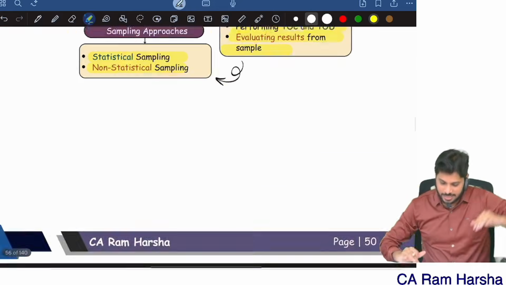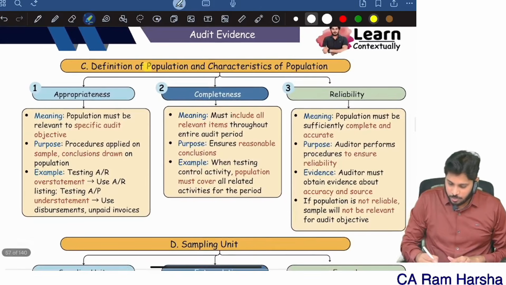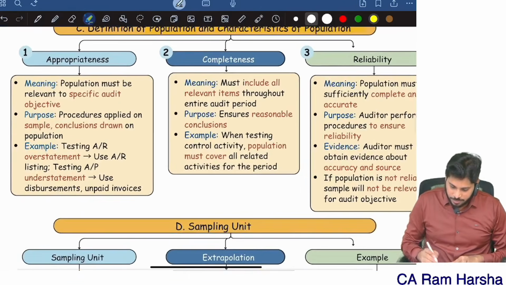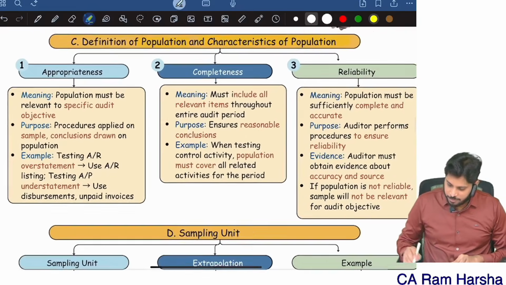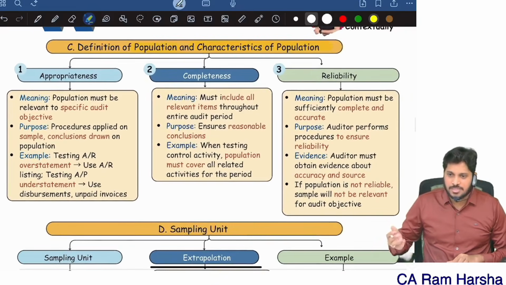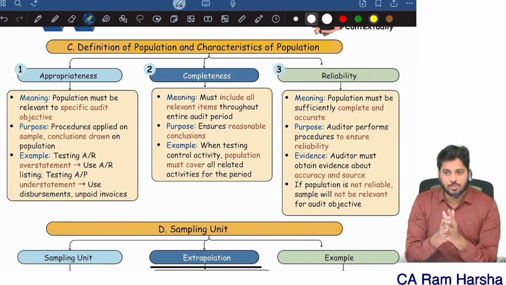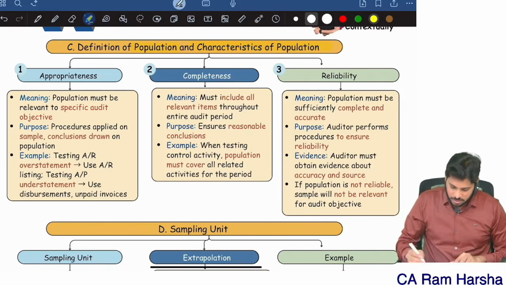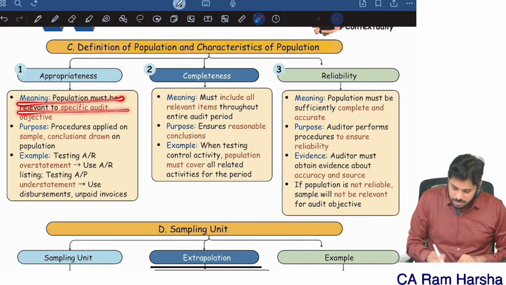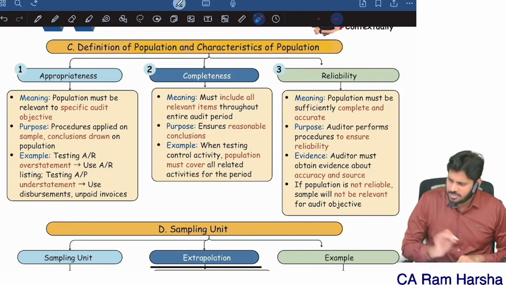Next, what do you mean by population, and what are the characteristics of the population? Population means all items, all sampling units put together; we simply call it the population. Population must be relevant to the specific objective. By the way, the characteristics are three. Population must be appropriate, complete and reliable. Appropriate means what?